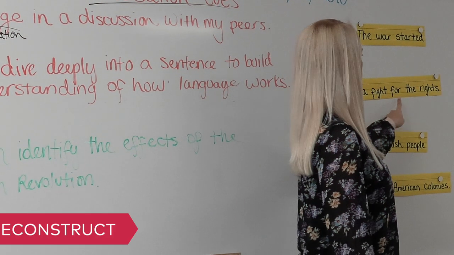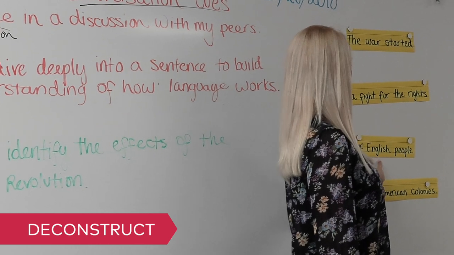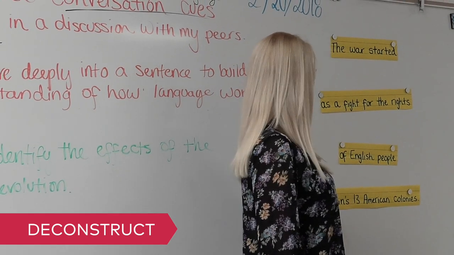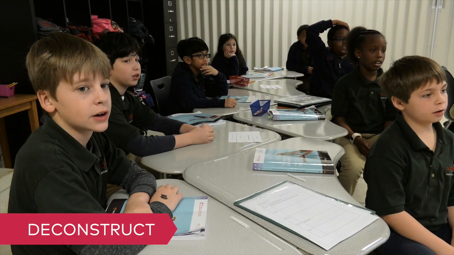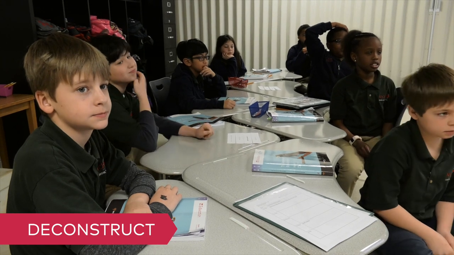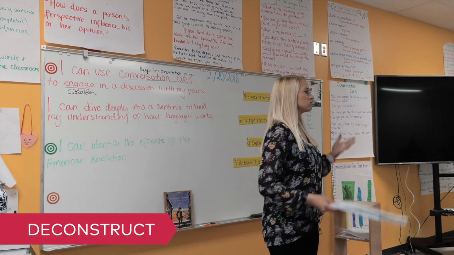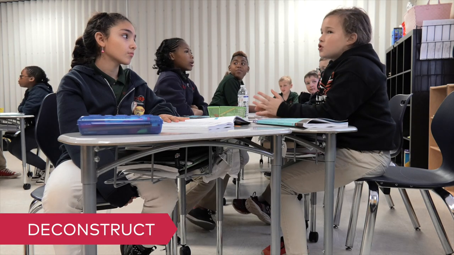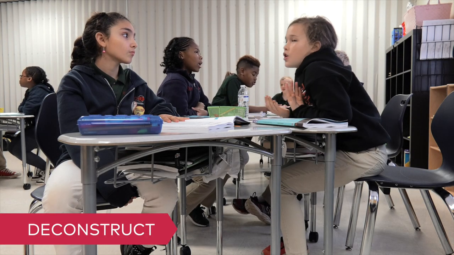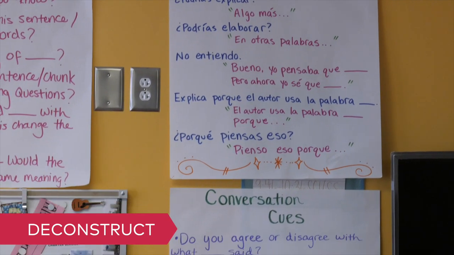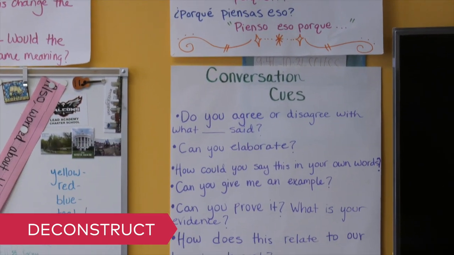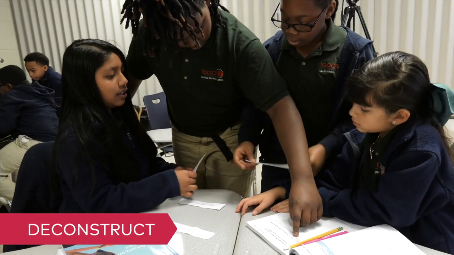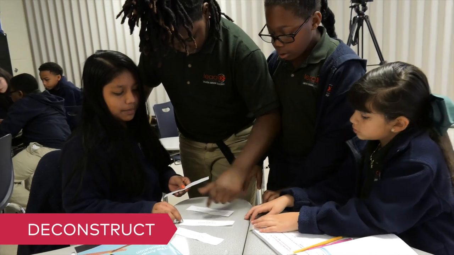The war started at the... Students deconstruct the sentence overall and chunk by chunk, often connecting to the guiding question of the unit. American colonies. In this case, analyzing causes of the American Revolution. What is this first chunk telling us? Teachers and students use conversation cues to promote grappling and equitable discussion. These cues, and language dives, are critical for English language learners in establishing literacy skills and language acquisition.